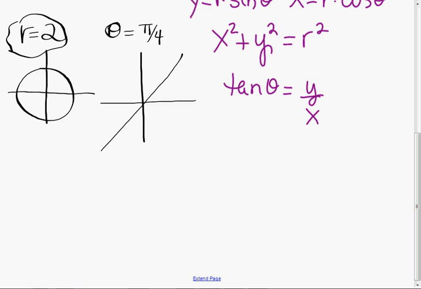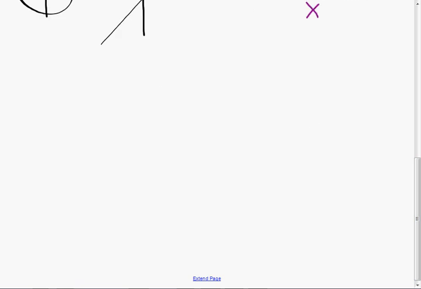Okay? You have to know r equals like 2 sine of theta. Let's do cosine of theta. If r equals 2 cosine of theta, I need to know where that is.